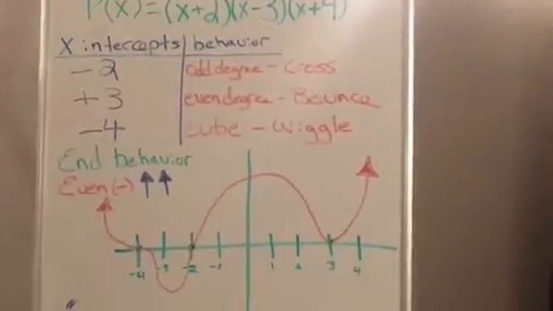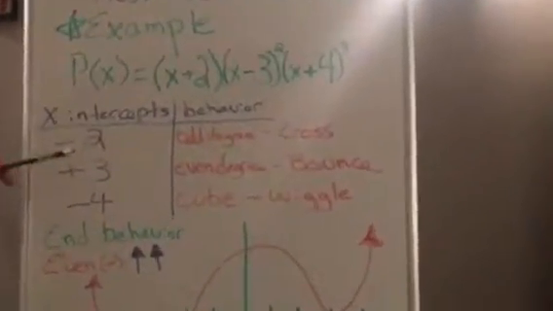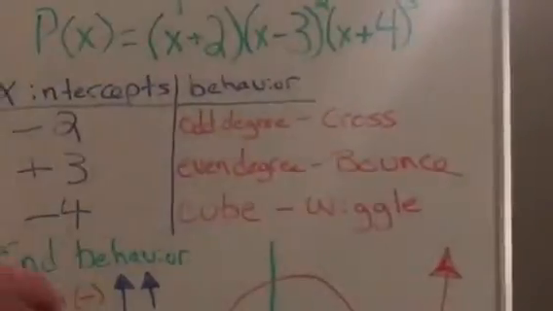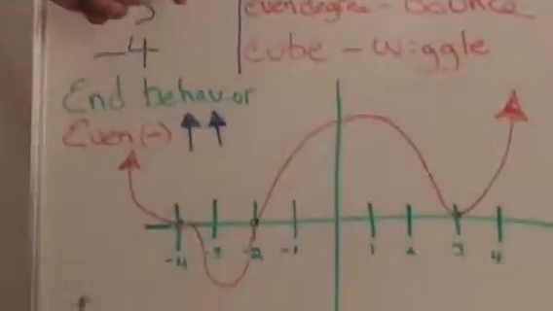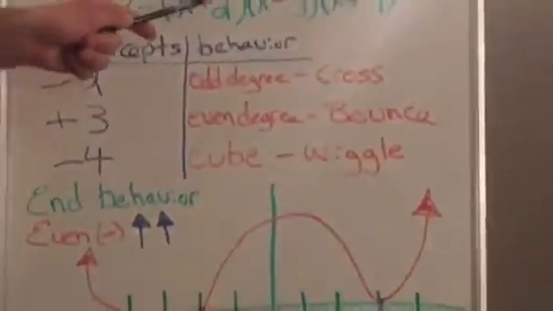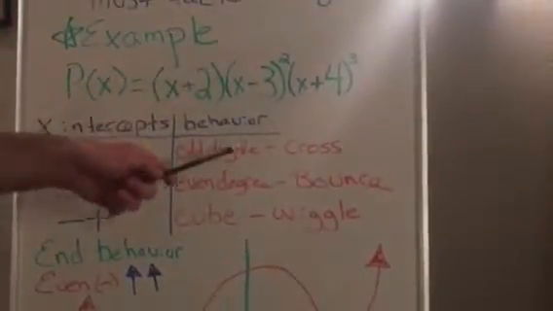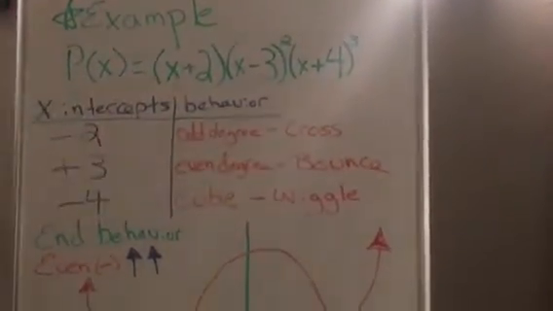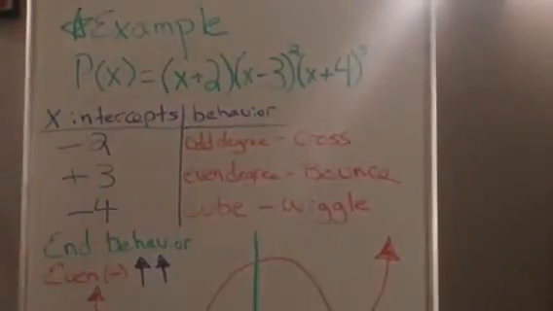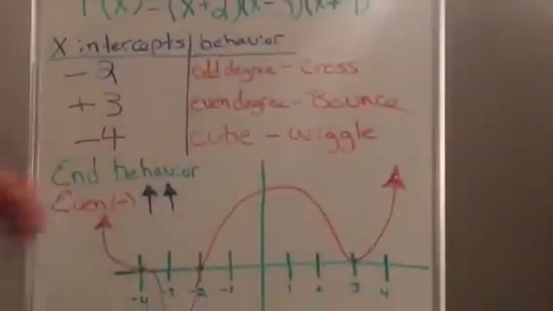To figure out what happens, I have an example of everything that can happen. At -2 on the x-axis, which is this point, you have to look at the degree of that part of the equation. That is an odd degree, it's 1, so it's going to cross. All odd degrees cross over the x-axis. So we have it crossing over the x-axis.